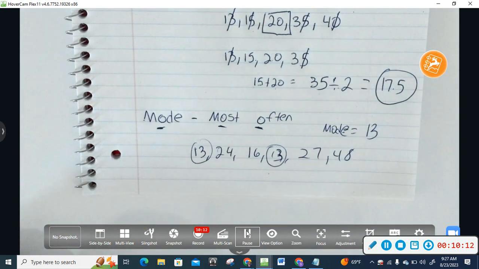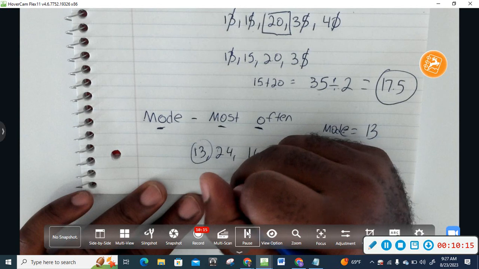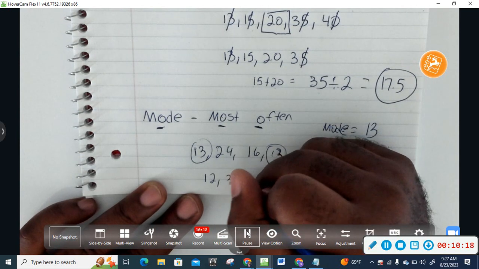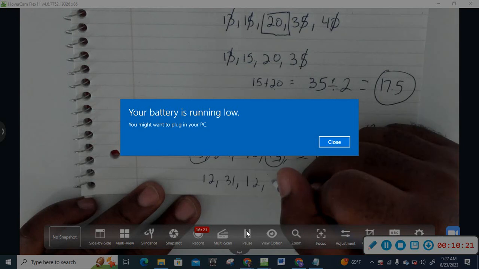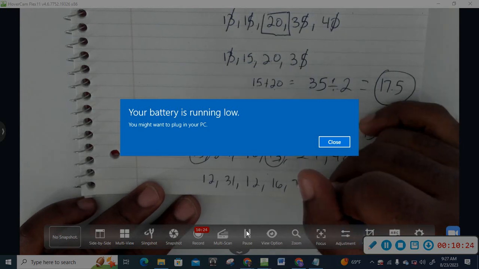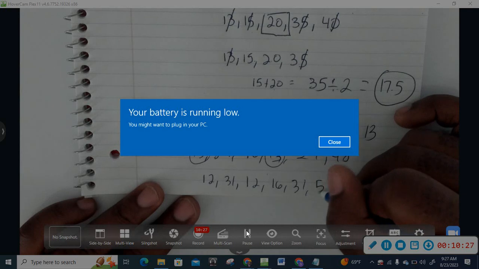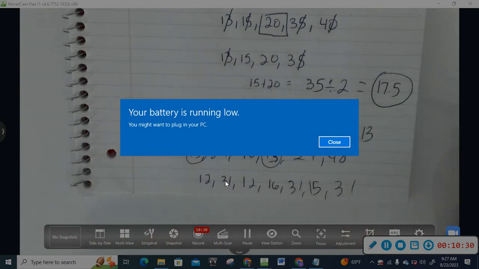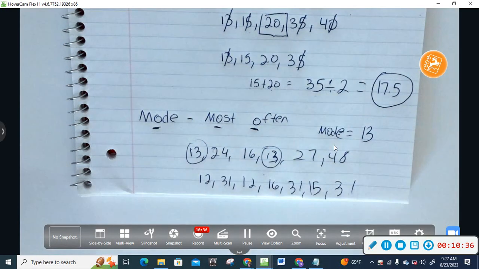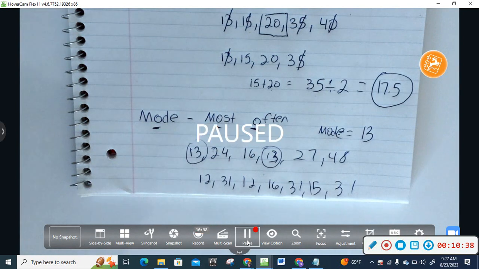Another example that they'll give you, they'll try to throw you off like this. You'll see something like 12, 31, 12, 16, 31, 15, and then 31 again. So again, let's look at this one. Mode means most often. With this first one, we only had one set of numbers that repeated itself. Now we gotta look here.